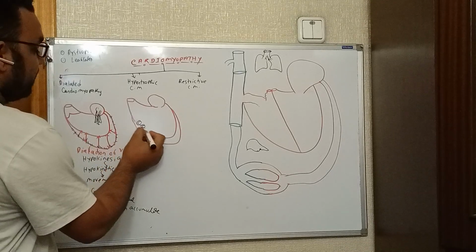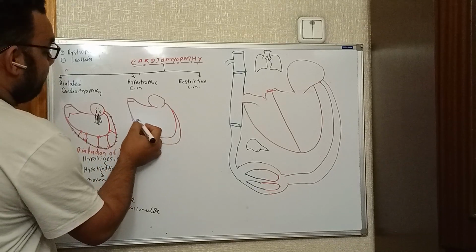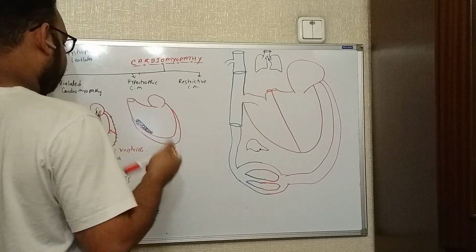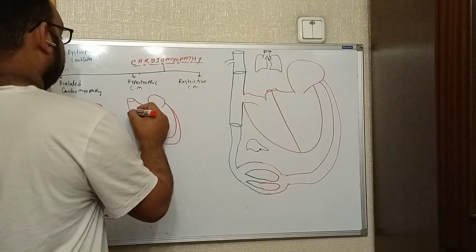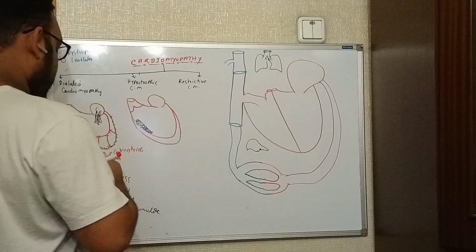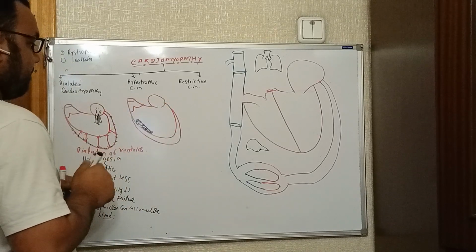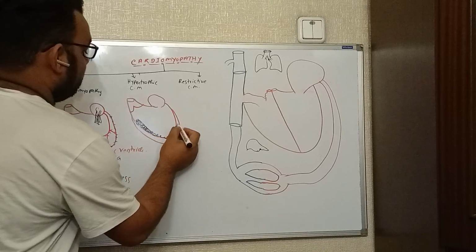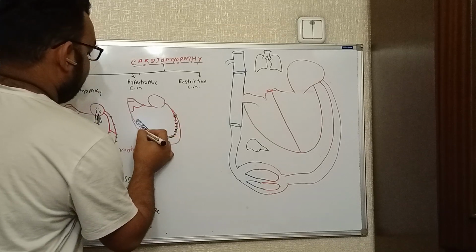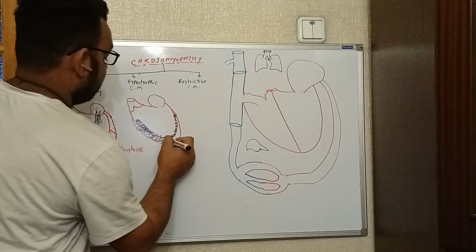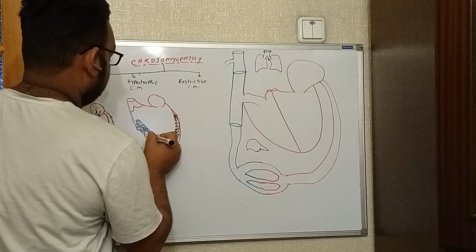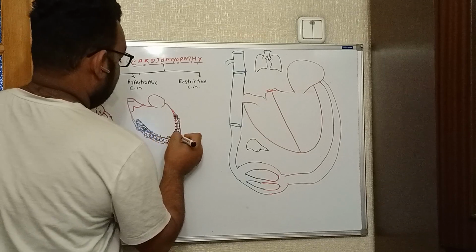So there will be proliferation, and definitely the valve is your aortic valve. So there will be proliferation of the myocardium, over here, so proliferations of the myocardium in these regions. So the number and the size of the myocardial cells will be increased.